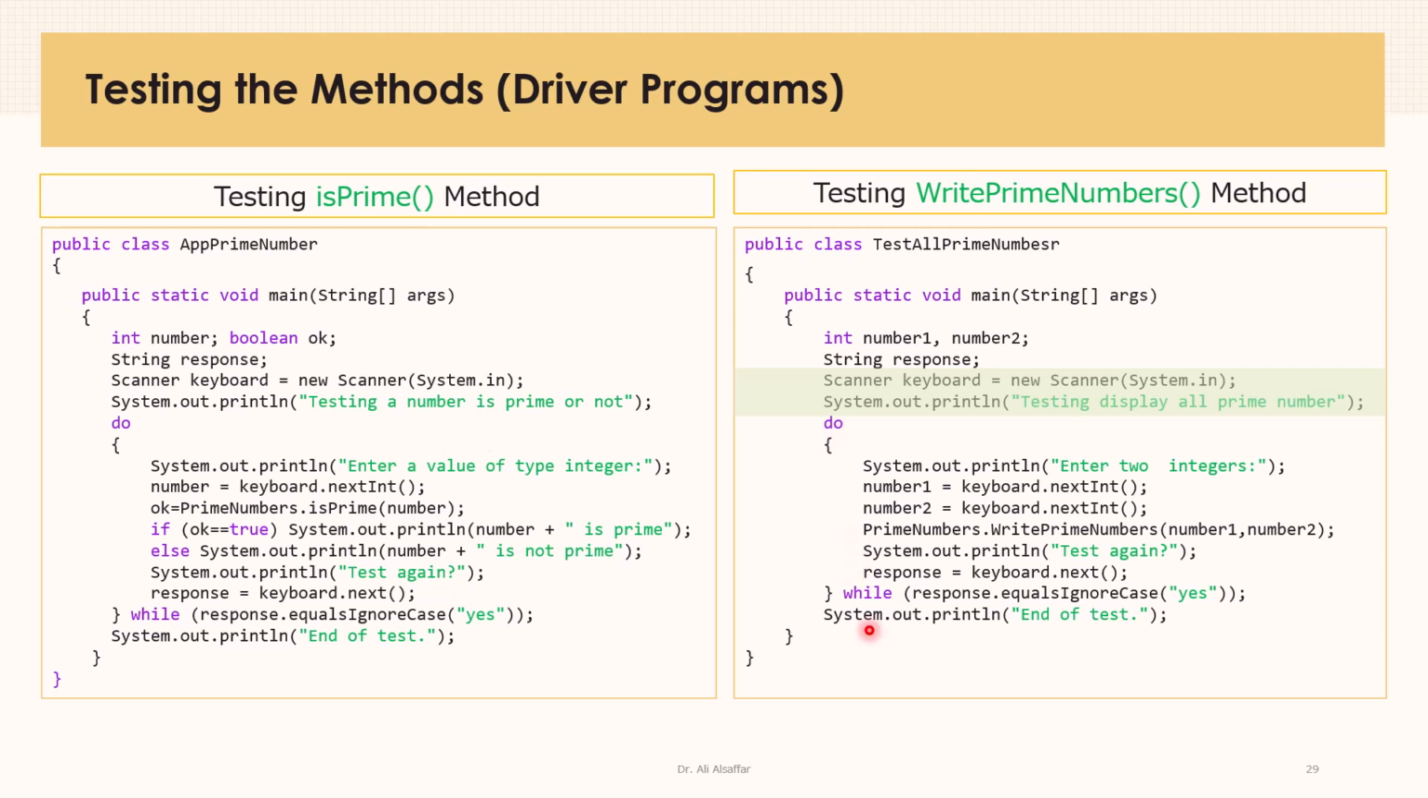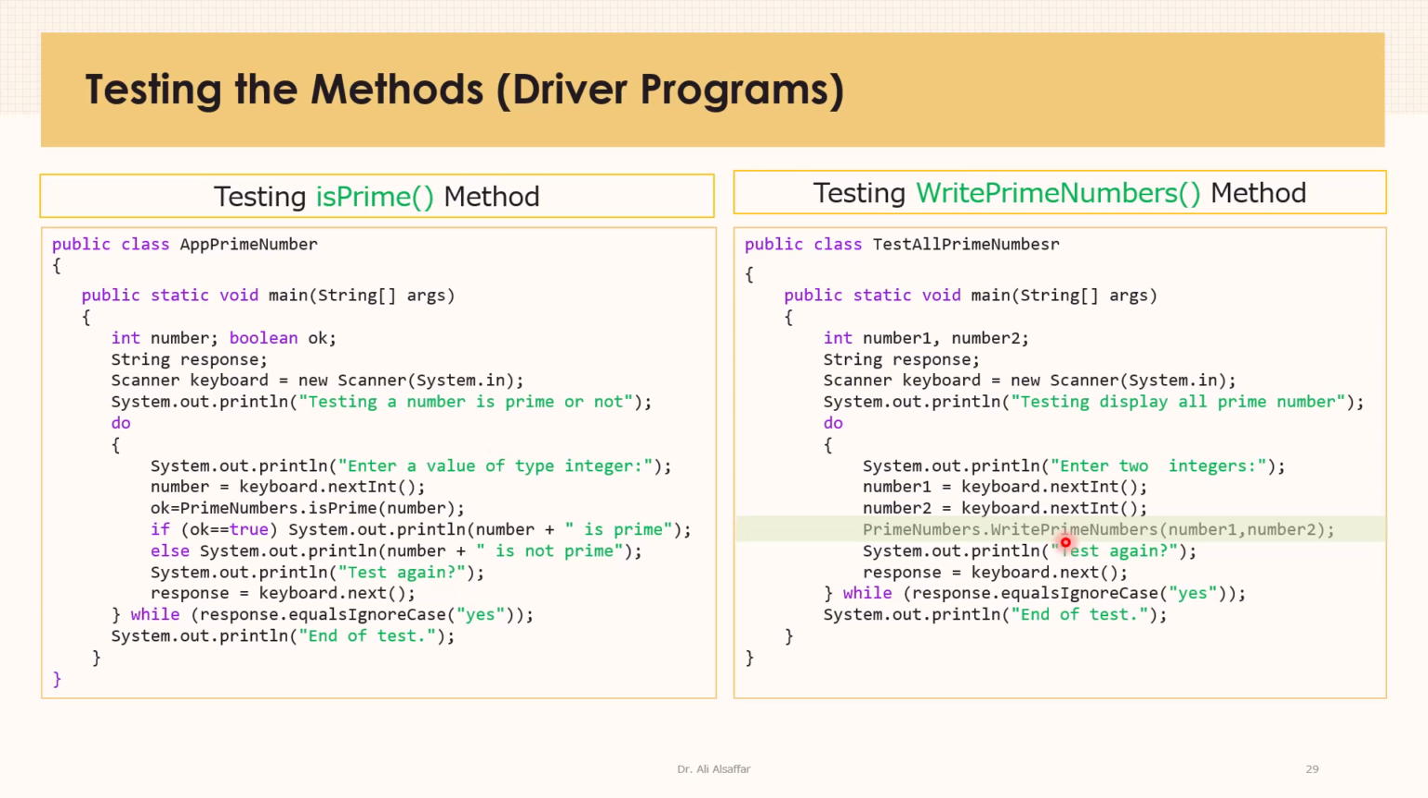So we have a do-while loop. First, in the beginning, we will display that this is a testing program, and then inside the loop, as we said, repeatedly, we will display a message to enter two integers, and we assume here that the user will give us number 1 smaller than number 2. Then these two numbers are supplied as input parameters to the method writePrimeNumbers. And then we will observe the output that is generated from this method, whether the output generated is correct or not correct.